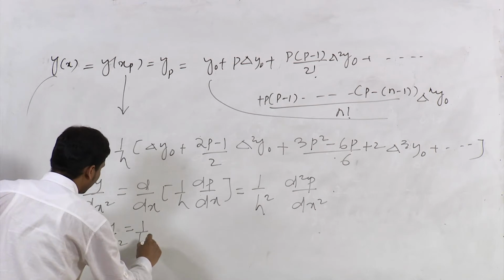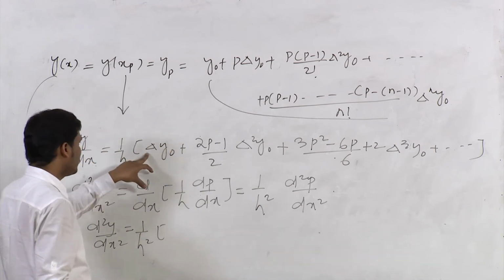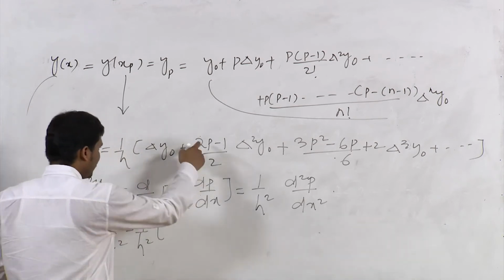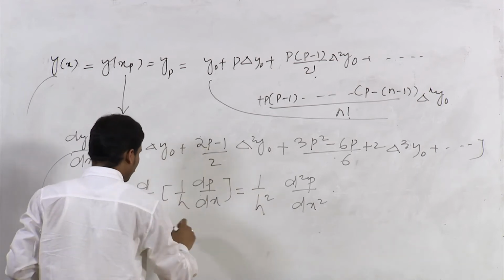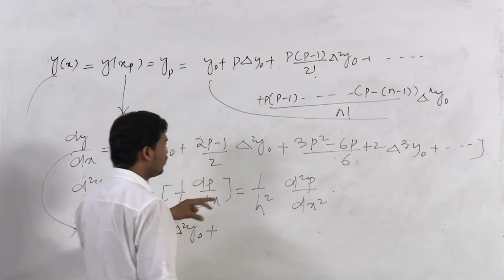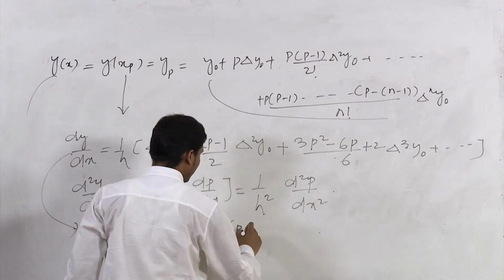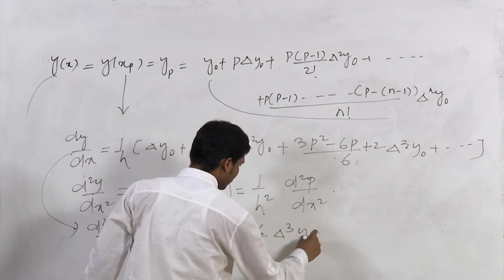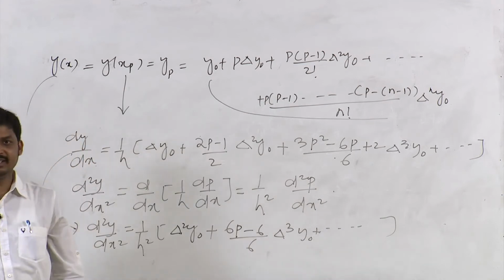we can write d square y by dx square equals 1 by h square. Since once more we are differentiating with respect to p, the first term will give you 0. The second term, if we differentiate with respect to p, 2 by 2 is 1, so del square of y0 is the first term. Then the second one, 6p minus 6 divided by 6 del cube of y0, plus all other terms, will be carried out in the same fashion.